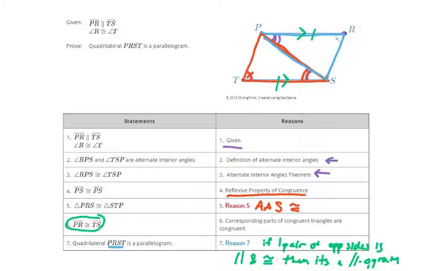This is my summary. If one pair of opposite sides is parallel, so that's my symbol for parallel, and congruent, so parallel and congruent, then it is a parallelogram. Okay, so that's 18.1.